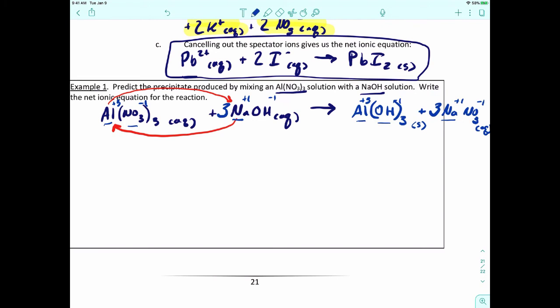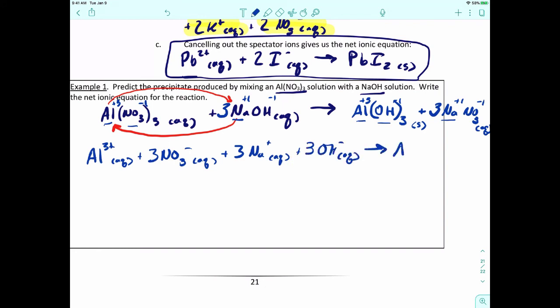So to get the full ionic equation, I would start writing our ions. So we have Al3+ (aq), plus 3 nitrate ions, plus 3 sodium ions, plus 3 hydroxide ions, yields Al(OH)3, which is our solid, plus 3 sodium ions, plus 3 nitrate ions.